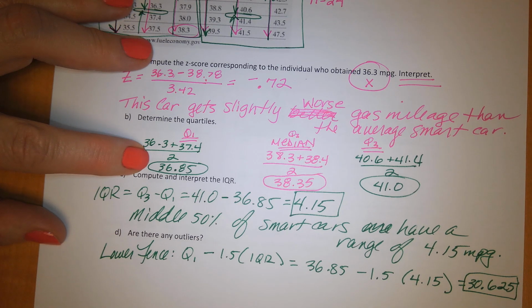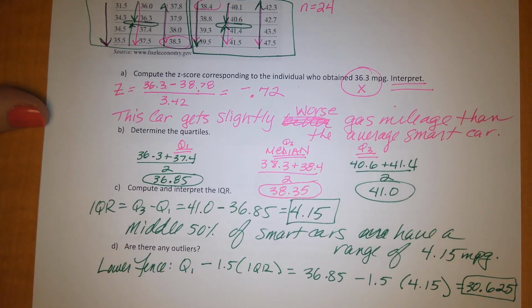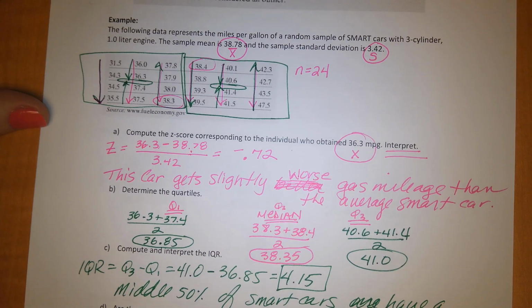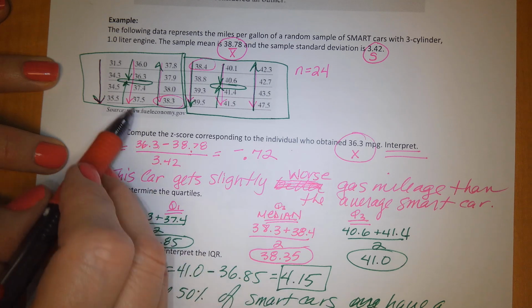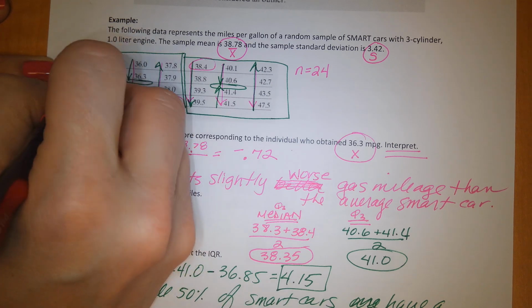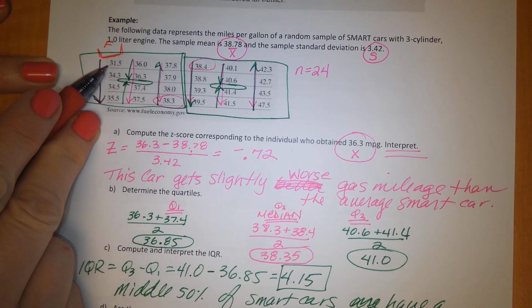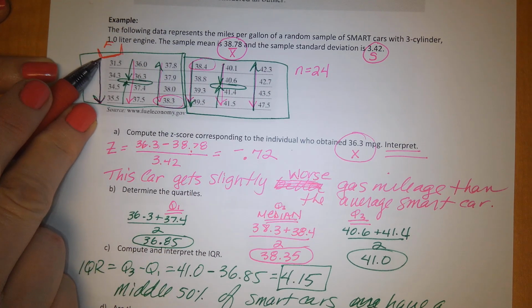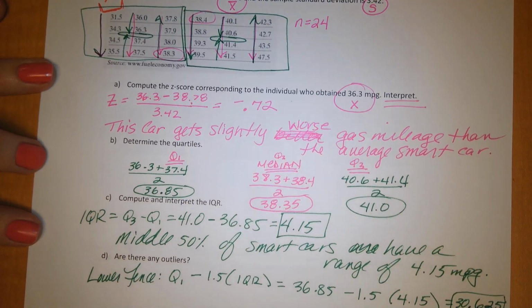So when I determine my lower fence, I ask myself, are any of these data points outside of that lower fence? Looking up here, my lower fence is going to be at 30.625. So let me look up in my data set. 30.6, well, there are no data values. My fence is way up here, and there are no data values outside of 30.625. There are no data values out here. So there are no lower outliers.